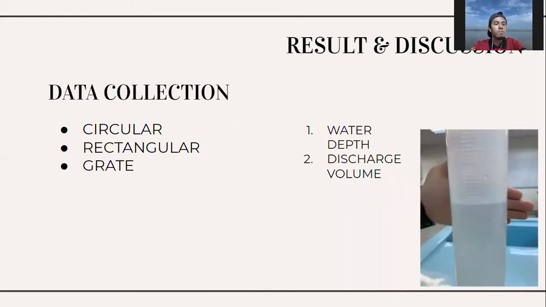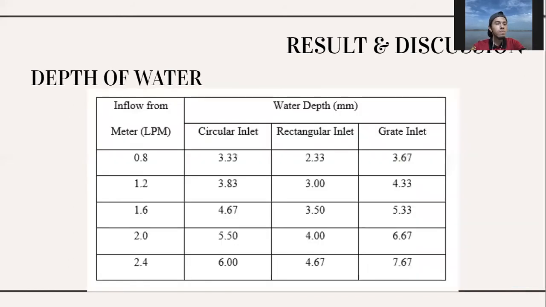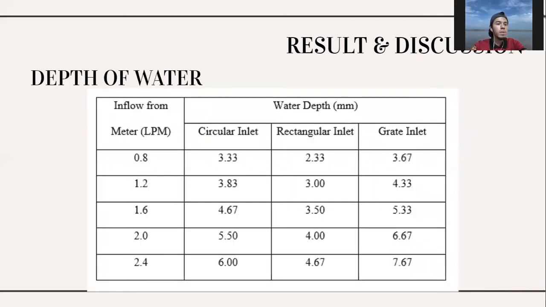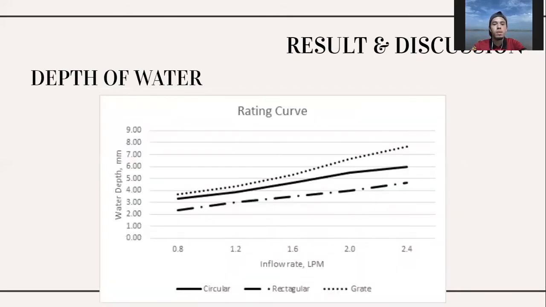Next, for the collection of data, this is the summary of how the data was recorded. This is the depth of water throughout 3 different inlets. It shows variation for different types. Okay, so from the table, I constructed the graph.